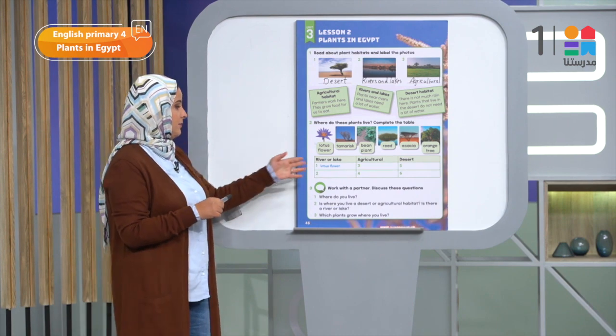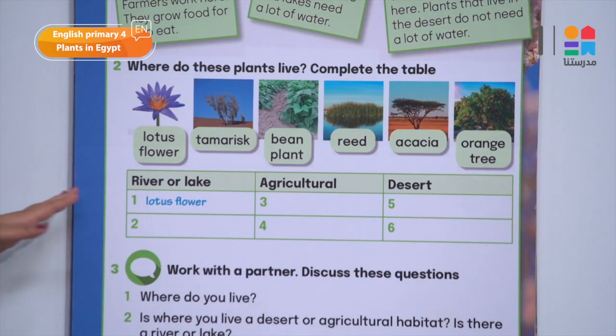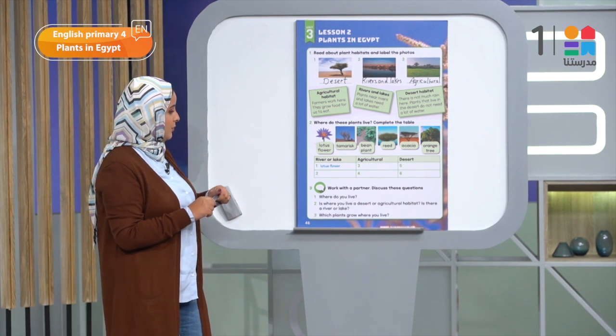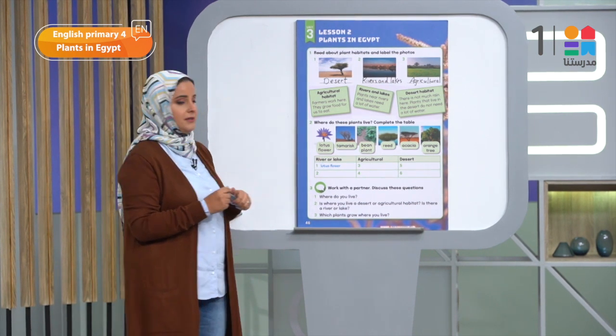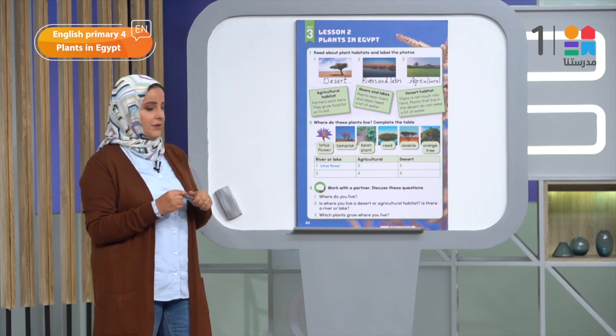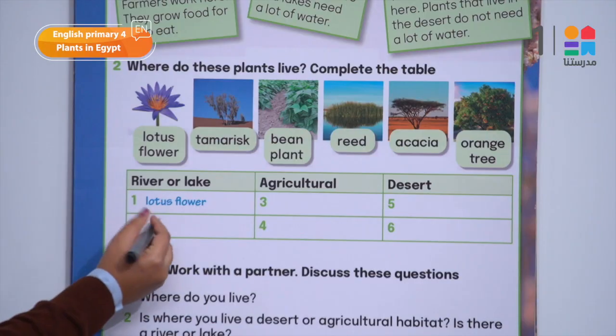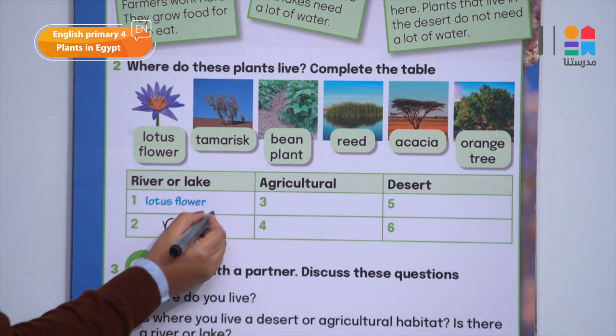Now, let's look at number 1. The first one, river or lake. The lotus flower, of course. What else? Which plant grows by the river or the lake? Very good. The reed.